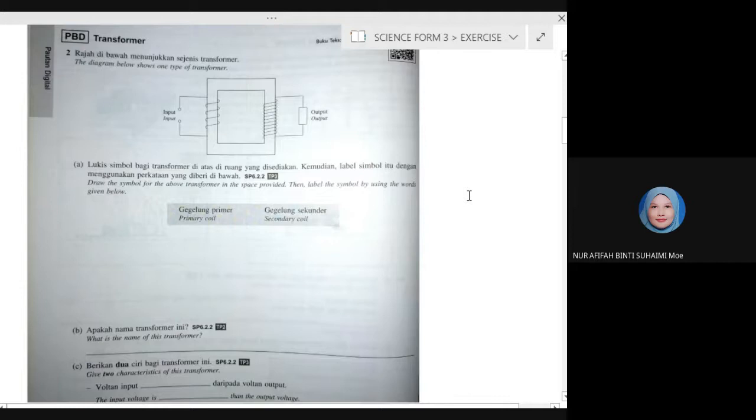Draw the symbol. Okay, draw the symbol for the above transformer in the space provided. Then label. Label the symbol by using the words given below. Okay, how to draw the symbol? This is the structure of the transformer. We have primary, secondary, primary coil, secondary coil, the input and output. So how to draw the symbol? Do not copy the diagram above. No. Jangan copy yang atas. You need to draw the symbol of the transformer.